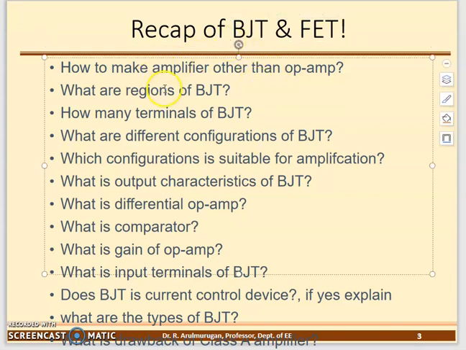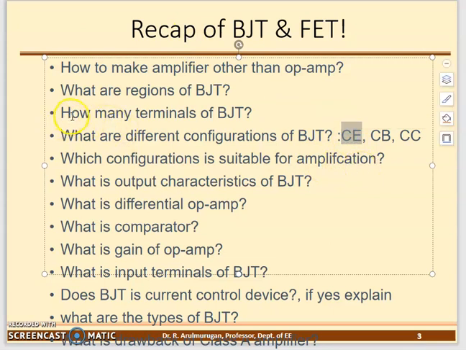Which type of configuration? What are the different types of configuration of BJT? Common emitter, common base, common collector. These are the three different configurations of the BJT. Which one is suitable for amplification? For amplification, common emitter is suitable.